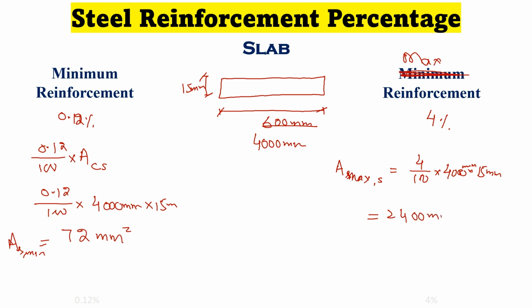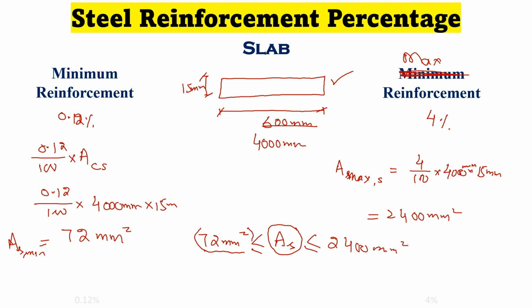2400 millimeter square. We can write it as 72 millimeter square is less than or equal to As, which is less than or equal to 2400 millimeter square. It means that you can adopt the area of steel for this slab cross section within these values. If you want to use the minimum reinforcement, it will be 72 millimeter squares, and if you want to use the maximum reinforcement, it will be 2400 millimeter squares. But you cannot use a greater value than this or a lesser value than this.